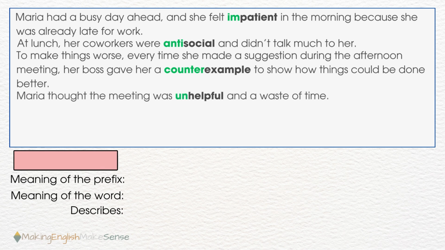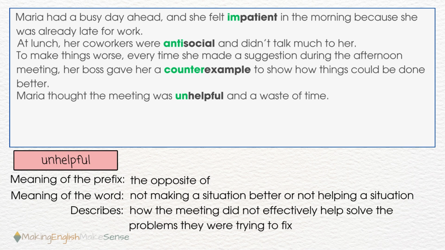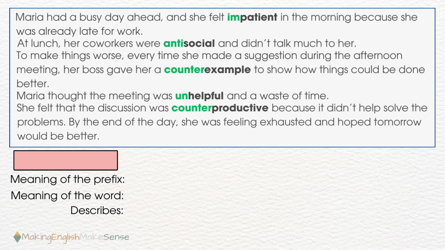The following sentence uses the word unhelpful with the prefix un, another prefix that means the opposite of. The word unhelpful refers to something or someone who is not making a situation better or not helping a situation. In the paragraph, the word is used to describe how the afternoon meeting did not effectively help solve the problems they were trying to fix. And our final word that contains a negative prefix is in the next sentence.